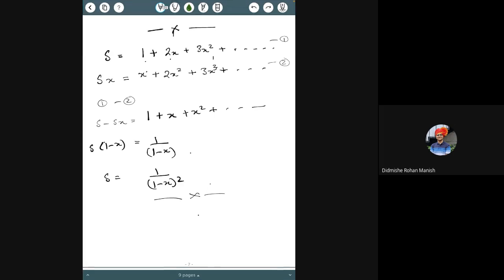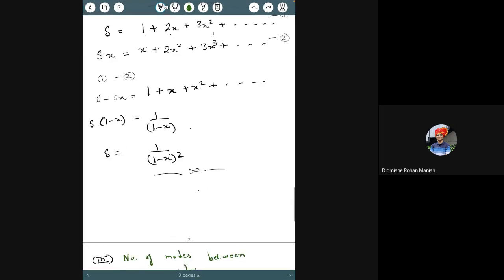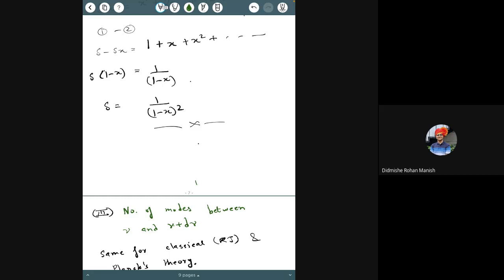Okay. So where were we? We were going to see if we can get Rayleigh-Jeans law from Planck's law.